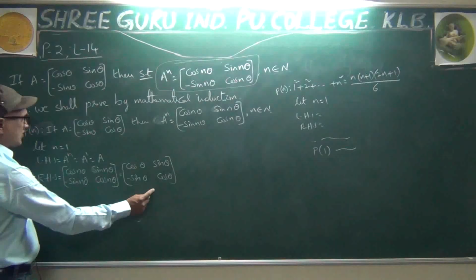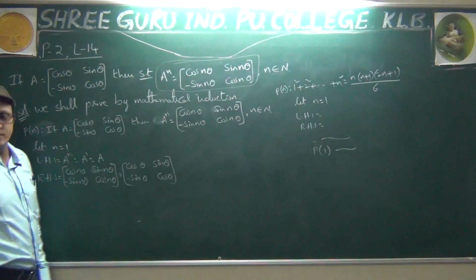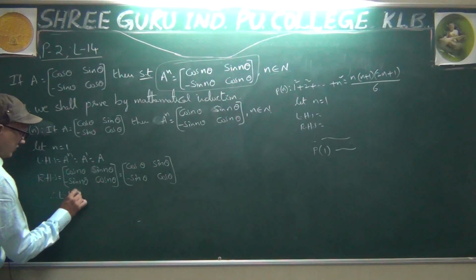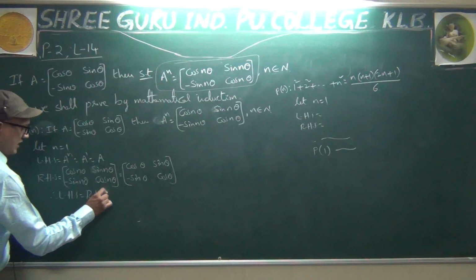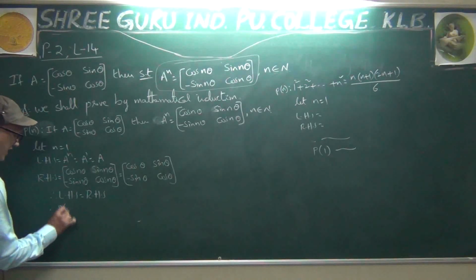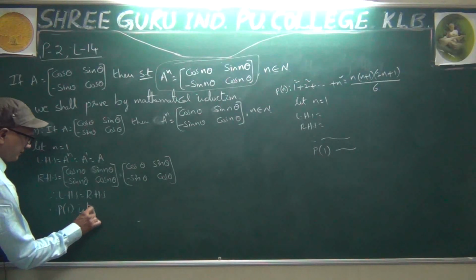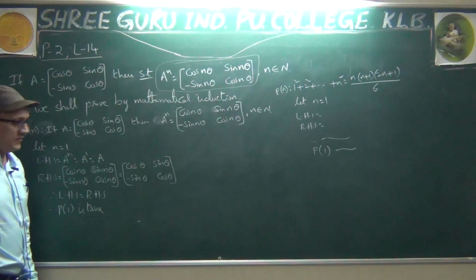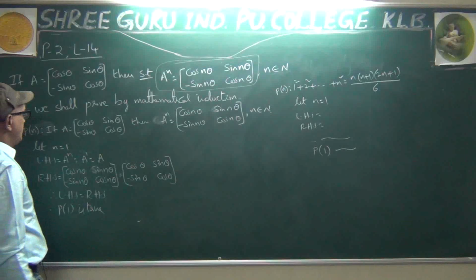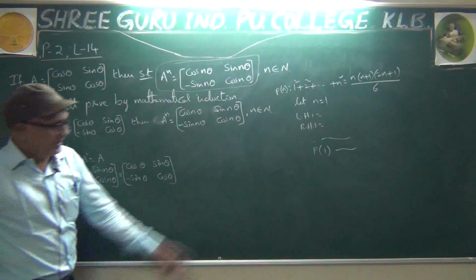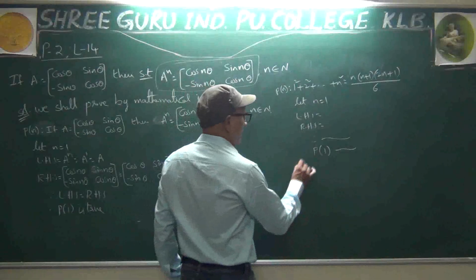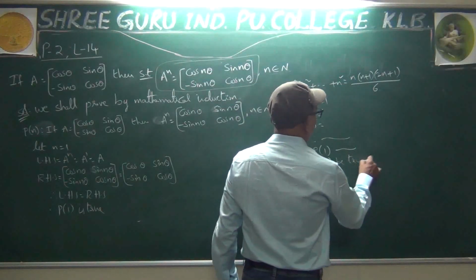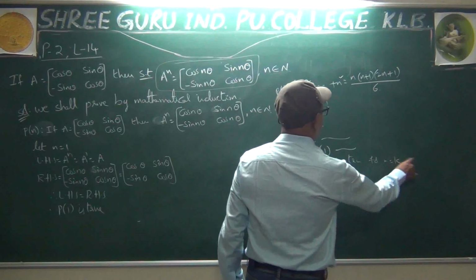LHS A, RHS this one. It is there. So, therefore, LHS equal to RHS. Therefore, P of 1 is true. Clear? Now, let us go with the second case. What is the second case here? What we do? Let P of n be true. Let P of n be true for n equals to k.